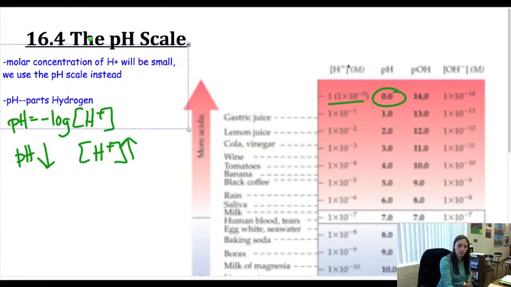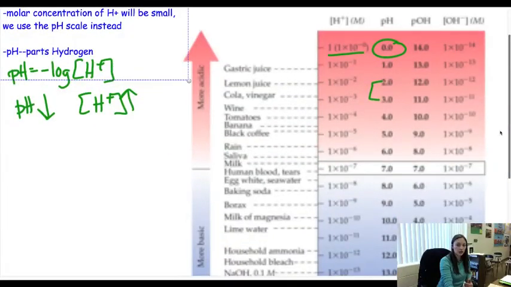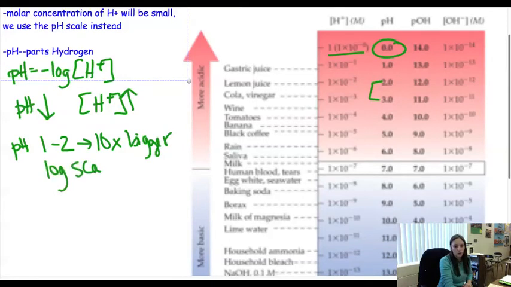Now, you've got to be careful when we look at pH values. When you go from a pH of 2 to 3, or 4 to 5, or 5 to 6, you're not looking at a change of 1. A pH change of 1 means an H+ concentration that is actually 10 times bigger. So if we have a pH change from 1 to 2, or 2 to 3, or 3 to 4, whatever, that's going to be 10 times bigger, because we're looking at a log scale, or smaller, depending on which way you're going.